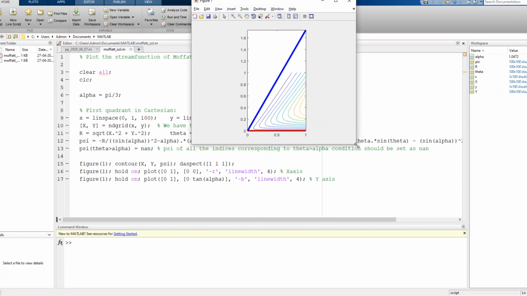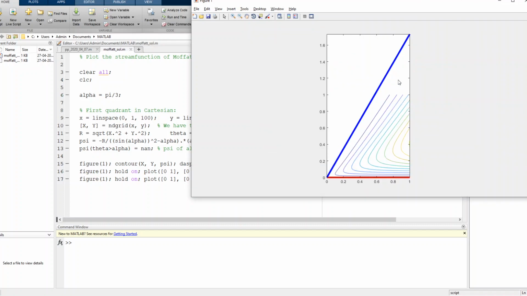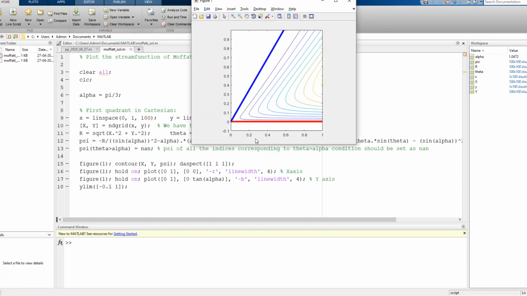Okay, excellent. I think we have plotted much more than we want, but we can fix that. We can set the y limit till only 1. I mean, we don't need this remaining plot. So let's do that. Let's set ylim as minus 0.1 to 1. We shift it slightly to the negative side so as to clearly see the plates. Okay, so excellent. And in a nutshell, this is how you visualize the stream functions.